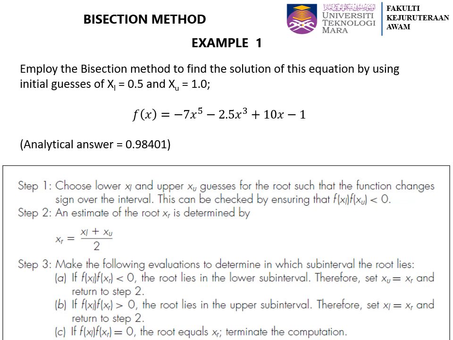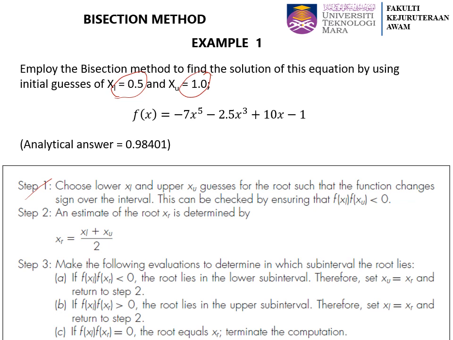In this example 1, the mathematical operation is given and you need to solve the root value by using the bisection method. So step number 1 is choose the lower XL and upper XU root value. In this equation, we already have the XL and XU value. XL is 0.5 and XU is 1.0.